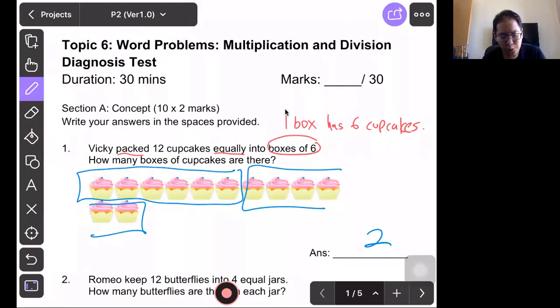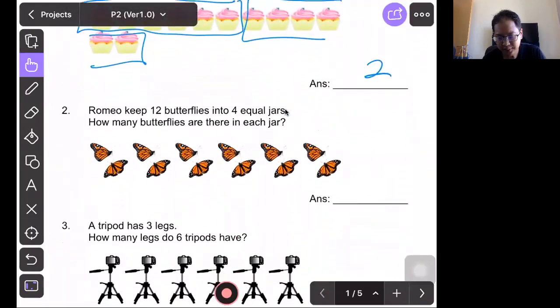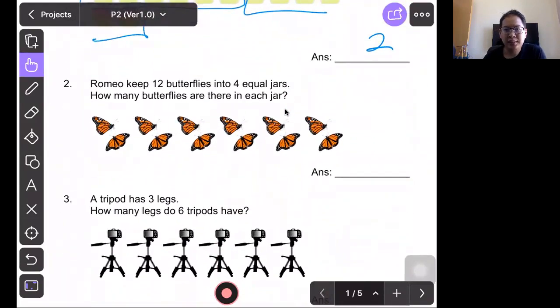Now we go on to question 2. Romeo kicked 12 butterflies into 4 equal jars. How many butterflies are there in each jar? 1 minute to do this question.